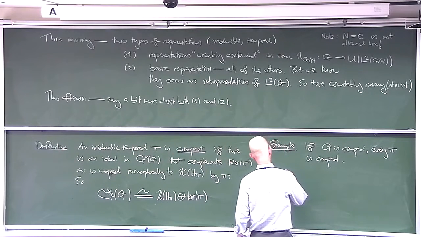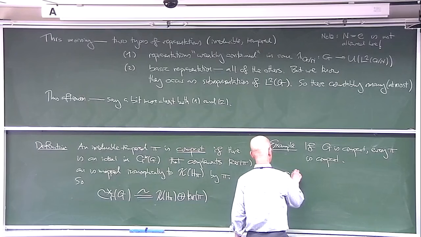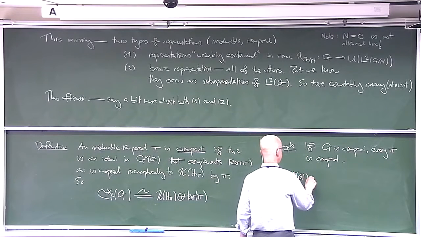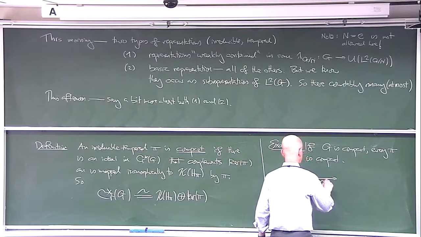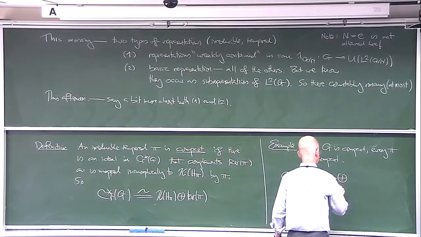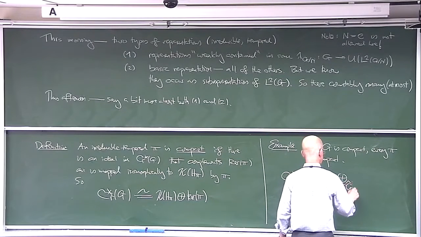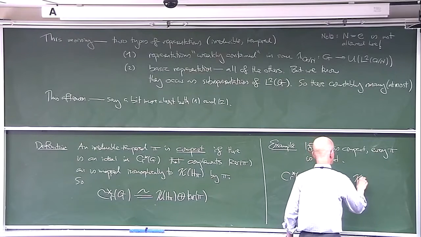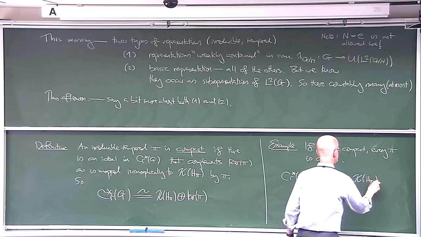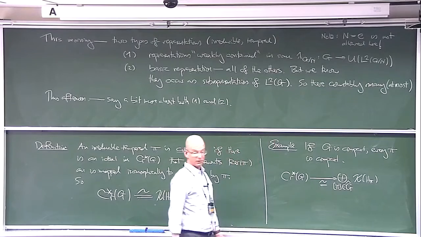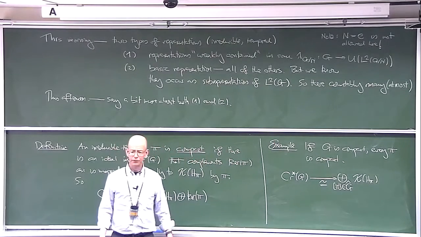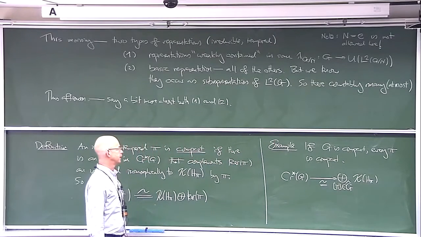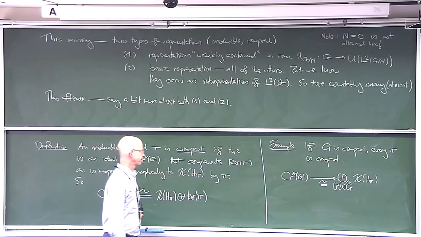In fact, we know that, according to the Peter-Weyl theorem, the C-star algebra of G breaks up as one of these C0 direct sums, as a bunch of copies of the compact operators. H pi is finite dimensional. Compact operator just means any operator on H pi, like that.